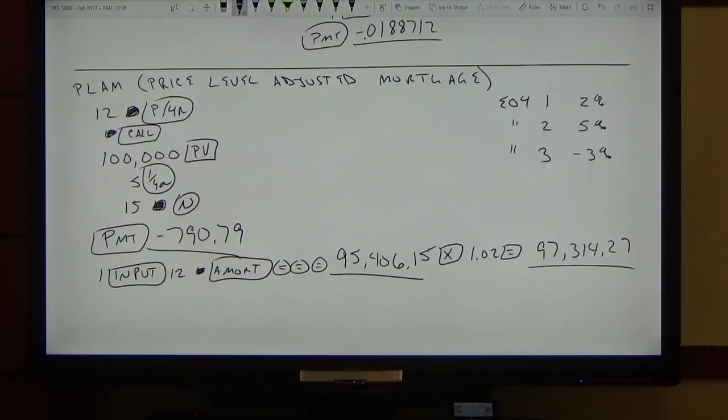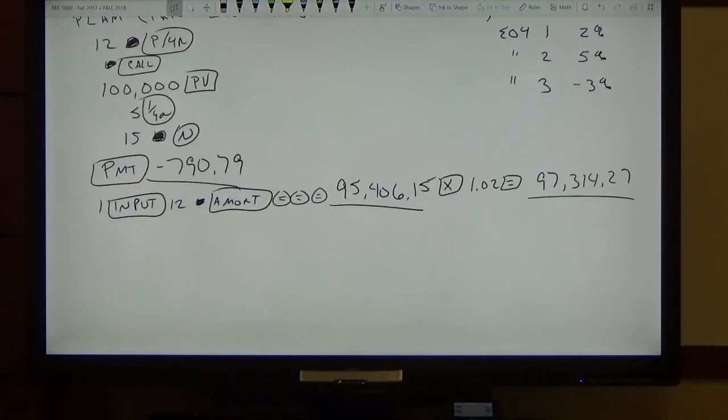Yes or no? Okay, so much like the adjustable rate mortgage, for the second year we've got to treat it as if it was a brand new loan. So what we've got to do is pretty much clear everything out. This is going to be easier.